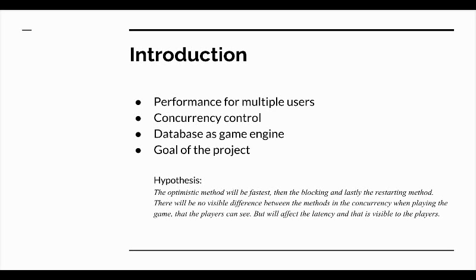The main goal of the project is to analyze the efficiency of different concurrent methods during intense operations being done on a database, and also to see if there's a possibility to have a database as a game engine to some extent. Our hypothesis for this project is that the optimistic method will be the fastest, and then the blocking, and lastly the restarting method. There will be no visible difference between the methods in the concurrency when playing the game that the player can see, but it will affect latency, and that is visible to the player.